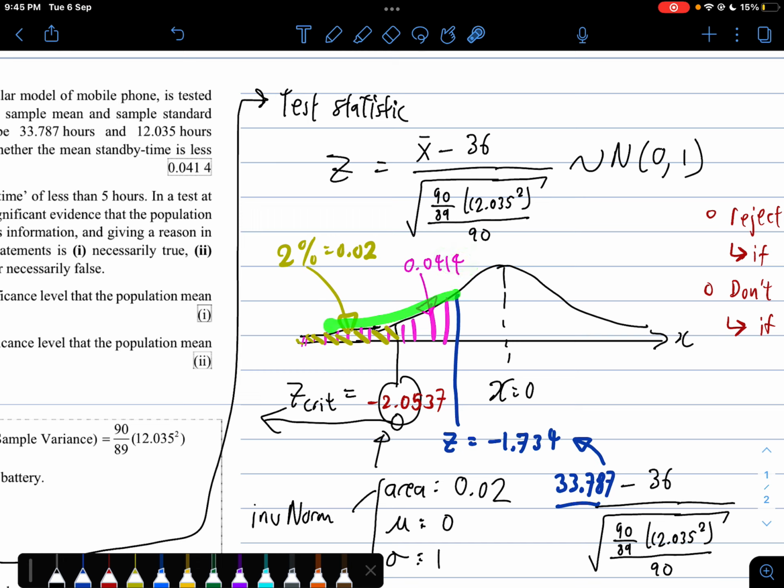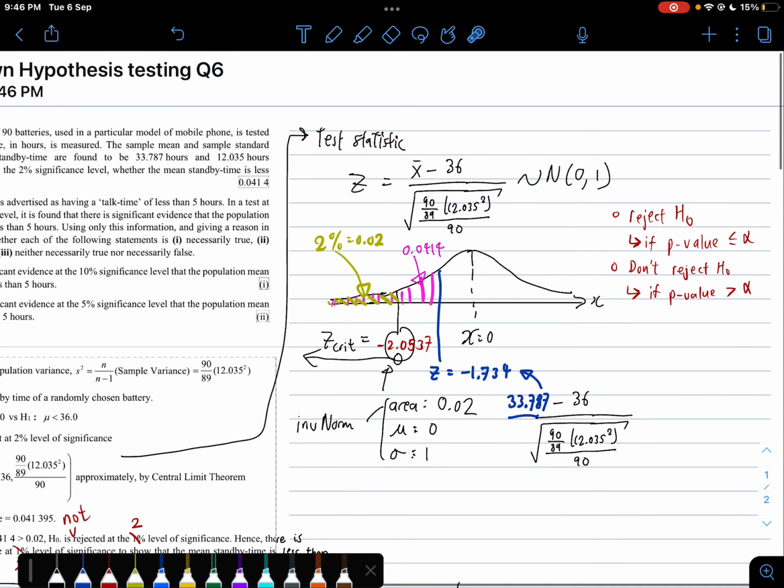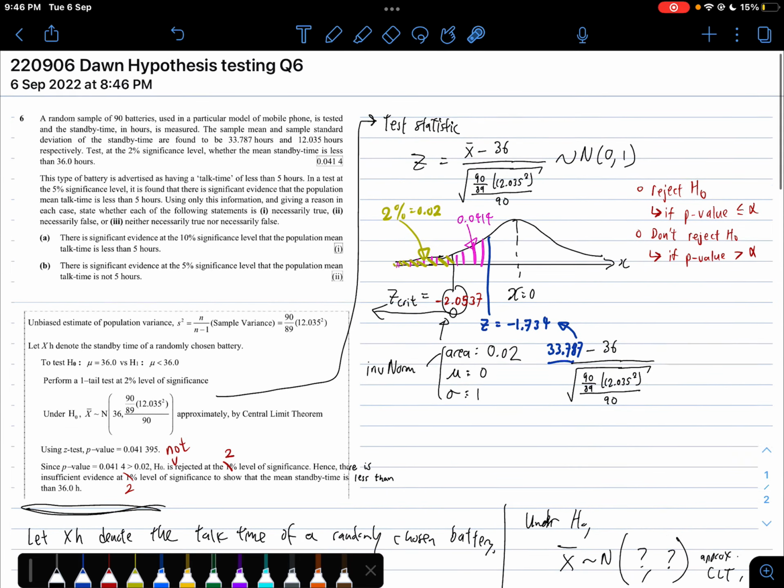So this pink color area is referring to your p-value. Then this mud green area is your alpha. If your p-value is more than alpha, you do not reject H0. You do not reject H0. Okay, so now that you know this idea, where there are actual numbers involved, we go on to the more complicated question where there are no more numbers involved.